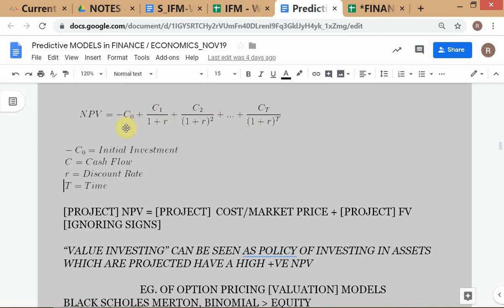Everyone is familiar with this NPV formula, right? Yes. So this C0, I'm forcing you to change the language. Usually we consider this the cost of the project. I'm saying that the cost of the project for the person who's evaluating the project is the same as the market price of the project, because they're essentially buying the project for this.